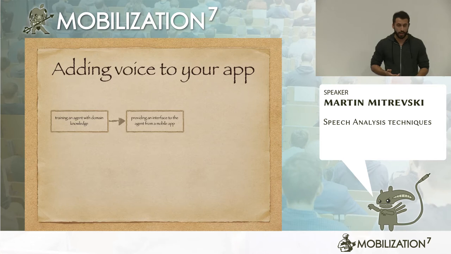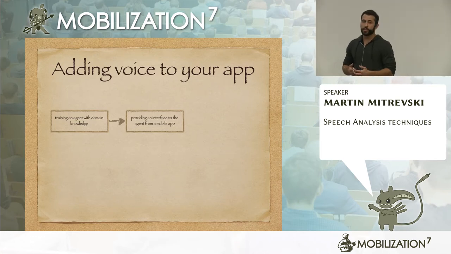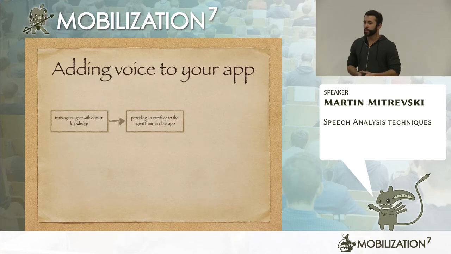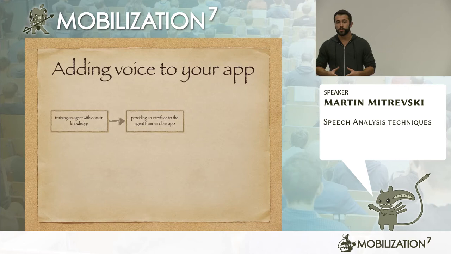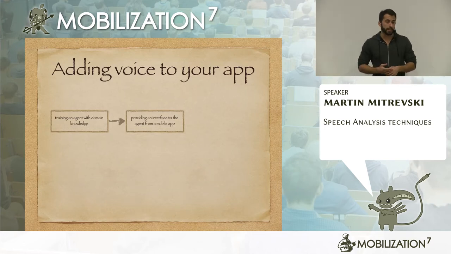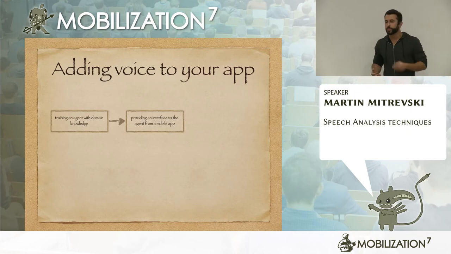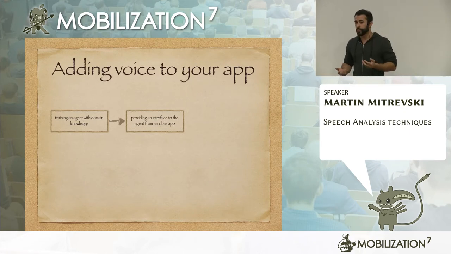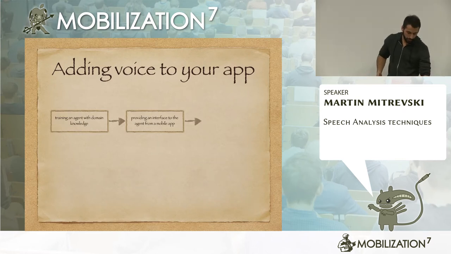After I do this, since I want to use this in mobile applications, I have to provide some kind of an interface to this agent. So usually you will do multi-platform because currently that's a must, and you probably will expose this via a REST interface like a JSON response or something like that. But you can also do a mobile framework that will do this offline on the device.